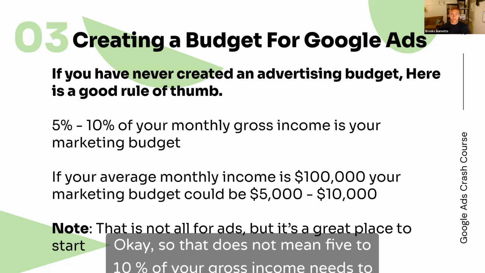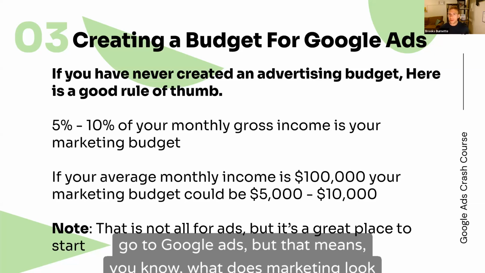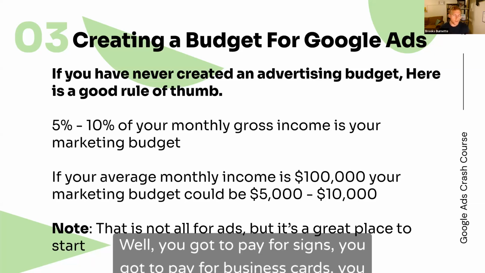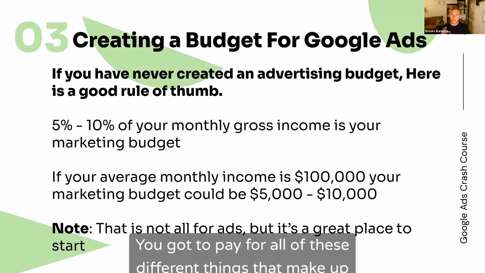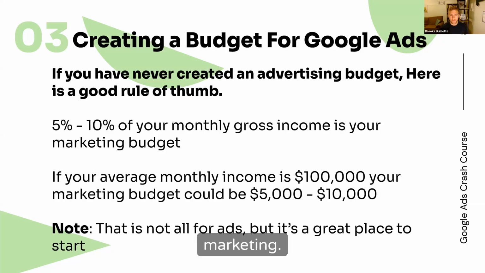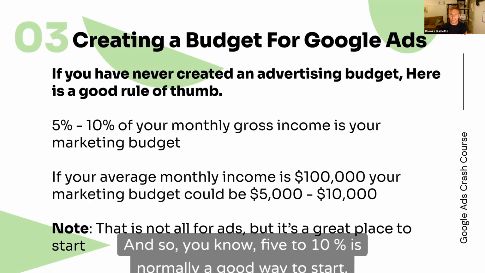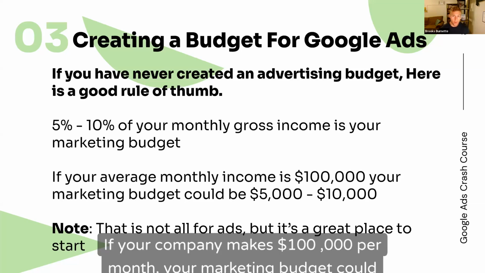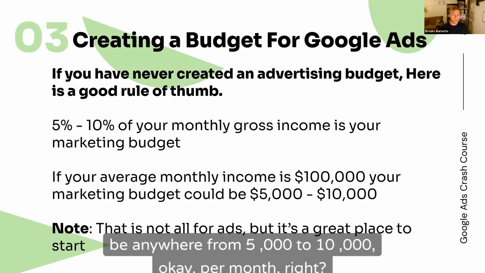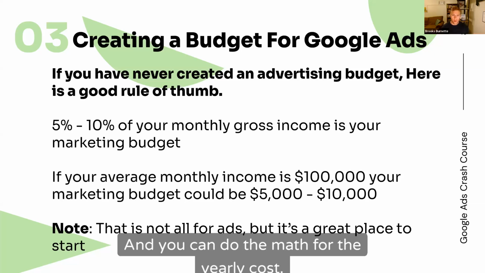That does not mean 5 to 10% of your gross income needs to go to Google Ads. What does marketing look like? Well, you have to pay for signs, business cards, your website to be hosted, all of these different things that make up marketing. So 5 to 10% is normally a good way to start. If your company makes $100,000 per month, your marketing budget could be anywhere from $5,000 to $10,000 per month, and you can do the math for the yearly cost.